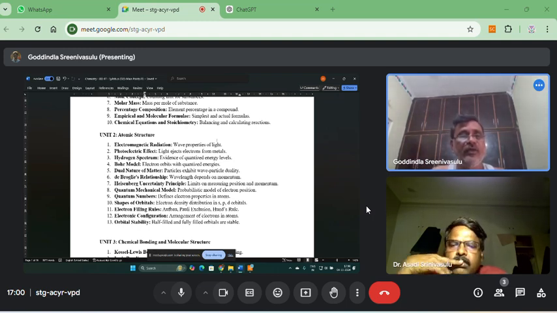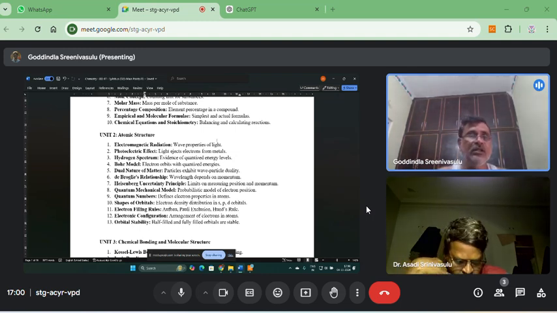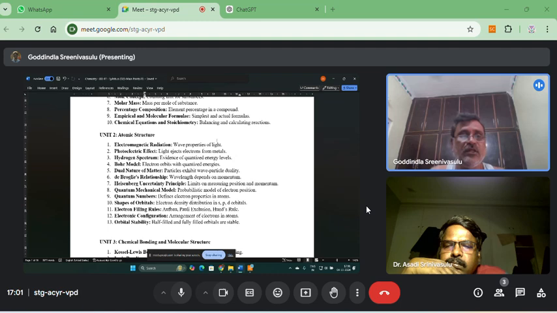Then the hydrogen spectrum. It shows that electrons have energy levels, and when an electron moves from a lower energy level to a higher energy level, it absorbs some energy. Or if it comes from a higher energy level to a lower energy level, it releases energy. That is seen in the hydrogen spectrum. Bohr proposed that these electrons revolve around the nucleus in orbits with quantized energy levels.